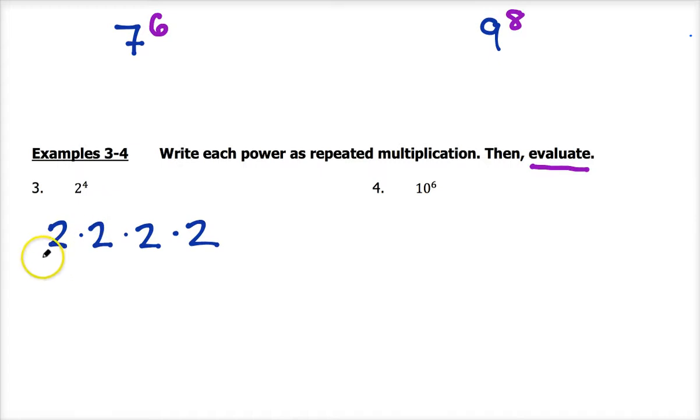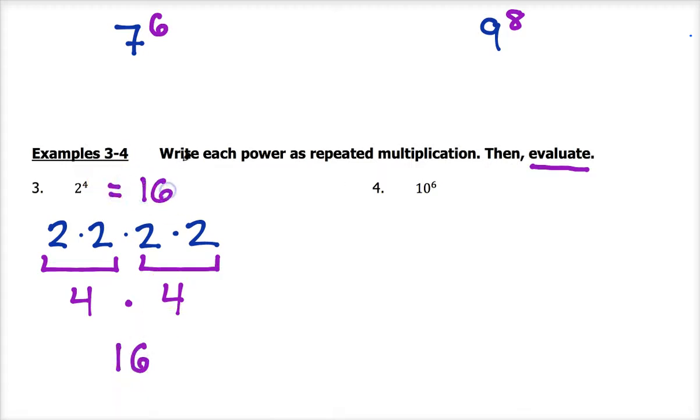Well, we know 2 times 2 is 4, so I can replace this 2 times 2 here with a 4. I also have a 2 times 2 here, and I know this 2 times this 2 is also 4. And everything here is being multiplied together, so really I can rewrite this as 4 times 4. 4 times 4, if we know our multiplication facts, we should get 16. So that tells us that 2 to the 4th power is actually equal to 16.